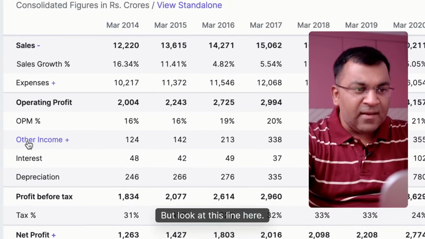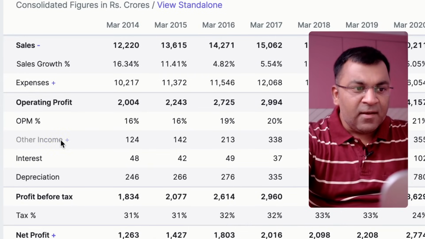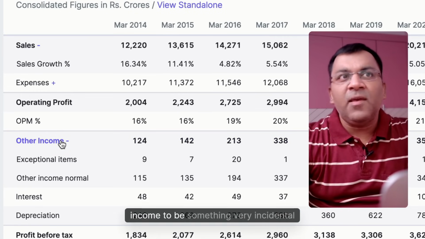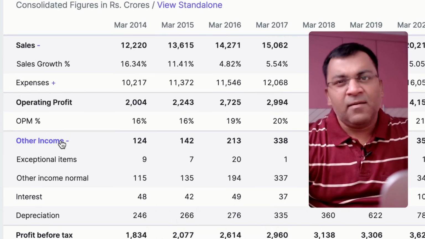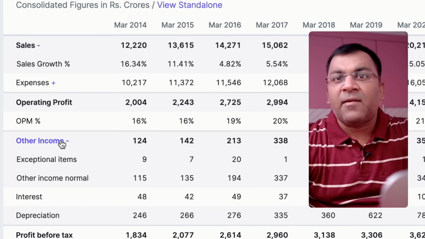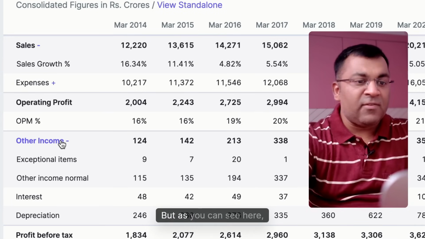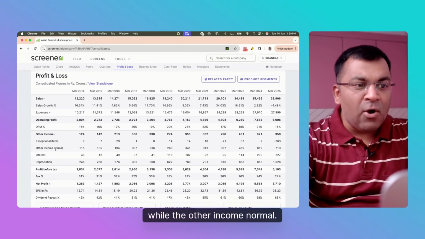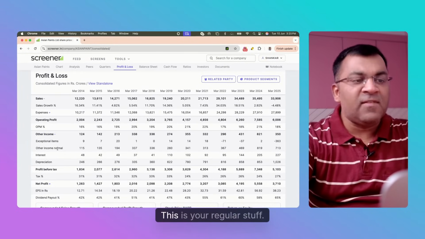But look at this line here, other income, right? It's generally something that we assume to be very incidental, might not have an impact on the business. But as you can see here, especially with Asian Paints, while the other income normal, so what's other income normal? This is your regular stuff.